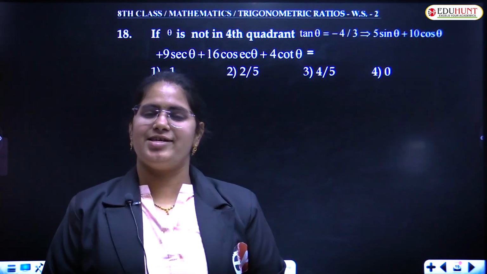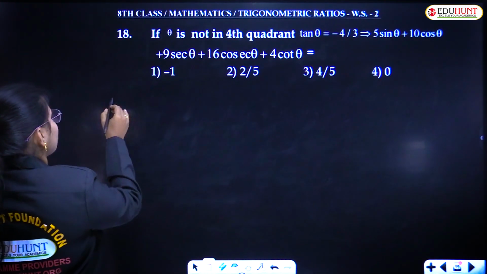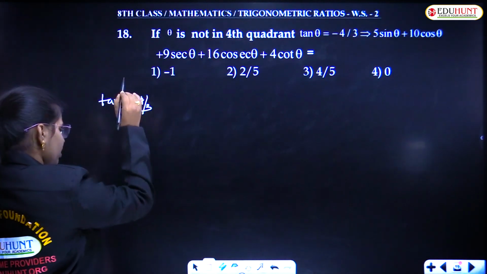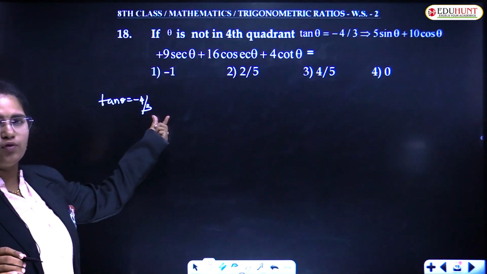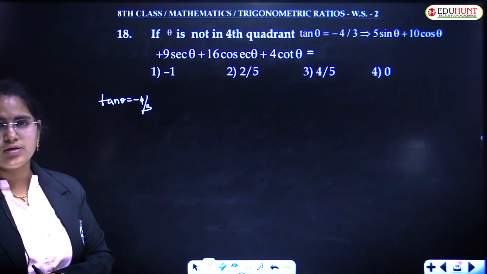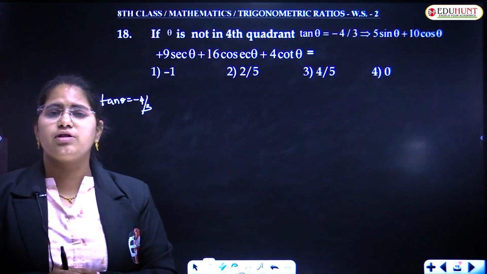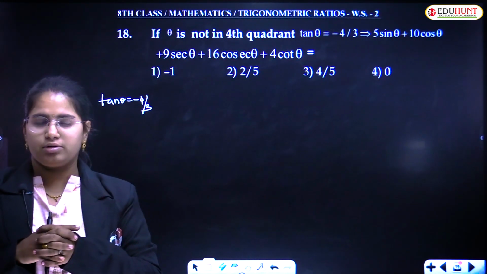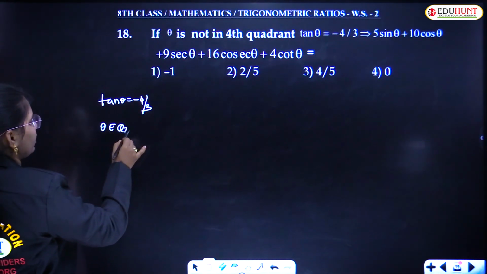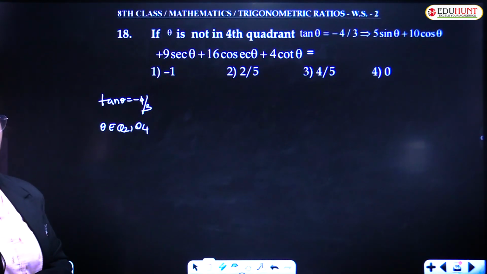So here we have tan theta equal to minus 4 by 3. In which quadrant is tan negative? Tan is negative in the second or fourth quadrant, correct? So theta should belong to either the second quadrant or the fourth quadrant.